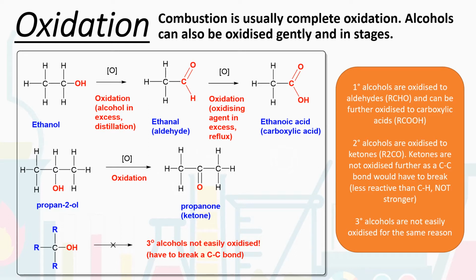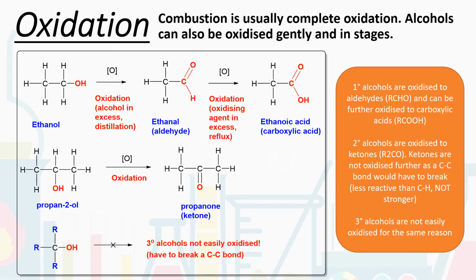And tertiary alcohols are not easily oxidized for the same reason. A tertiary alcohol has three carbon groups attached to that C-OH part of it. To oxidize that, we'd have to break, again, a carbon-carbon bond, which is not easily done. So the take-home message is that primary alcohols are oxidized up to aldehydes, which can be further oxidized up to carboxylic acids. And one of the ways we can control this is the conditions in which we do the oxidation.